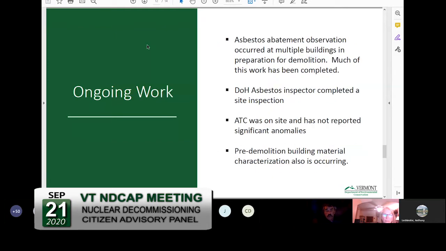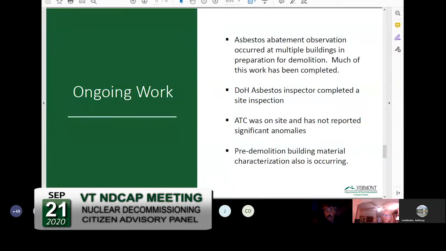In ongoing work, all building demolition has to have asbestos abatement done prior. A lot of that asbestos abatement has occurred. We've had ATC on site doing abatement observations, checking paperwork, looking at the work practices to make sure that it is following Vermont asbestos rules, the Department of Health asbestos rules. A DOH, Department of Health asbestos inspector also completed a site inspection. ATC has been on site multiple times and hasn't reported any significant anomalies.